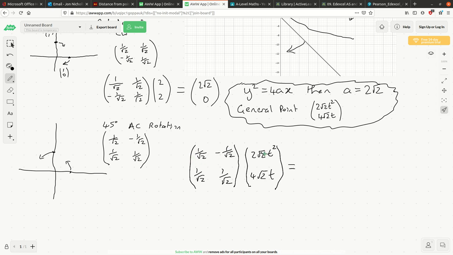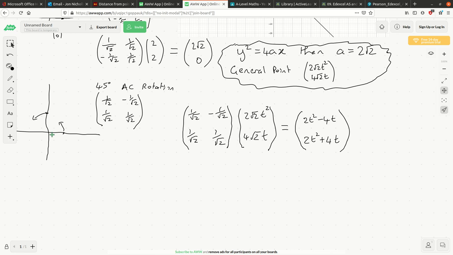Okay, if I do that one times that one minus that one times that one, what am I going to end up with? Let's have a look. The root 2's are going to cancel out, so I'm going to end up with 2t squared minus 4t. And that's the x component. Here, I'm going to end up with 2t squared plus 4t. Oh, lovely. Okay, so this looks quite nice. So I start getting excited here because I'm getting near to the end. So x equals 2t squared minus 4t, and y equals 2t squared plus 4t.